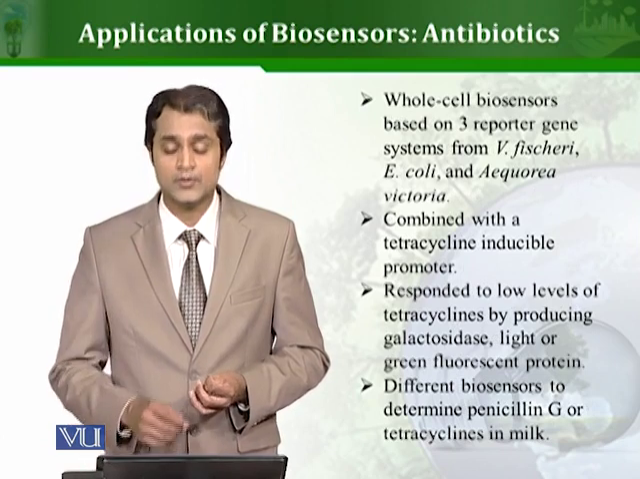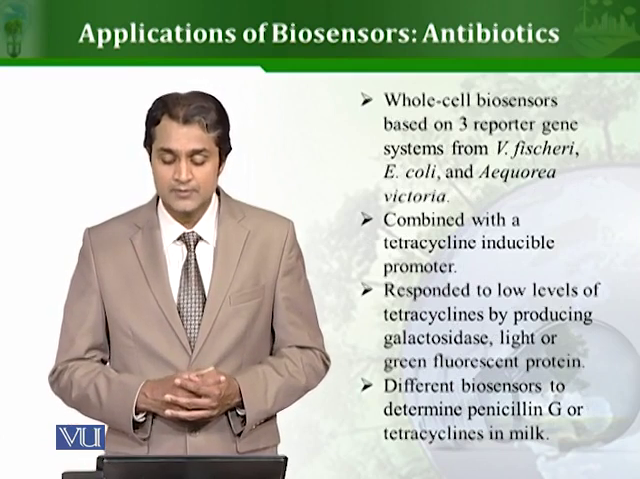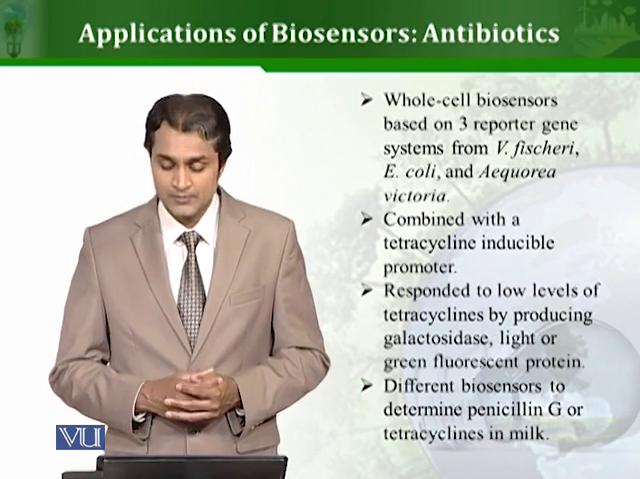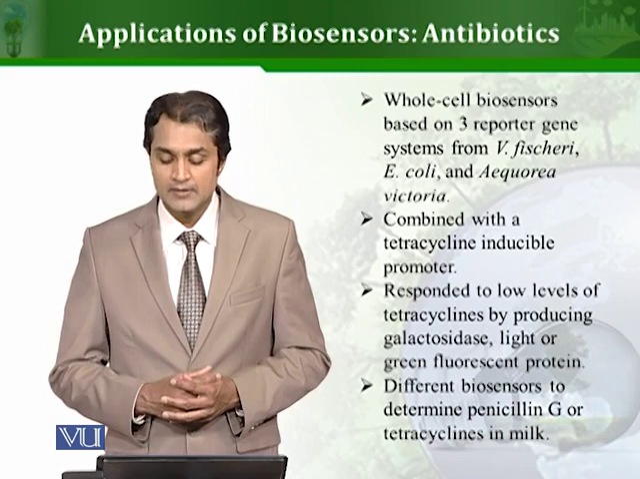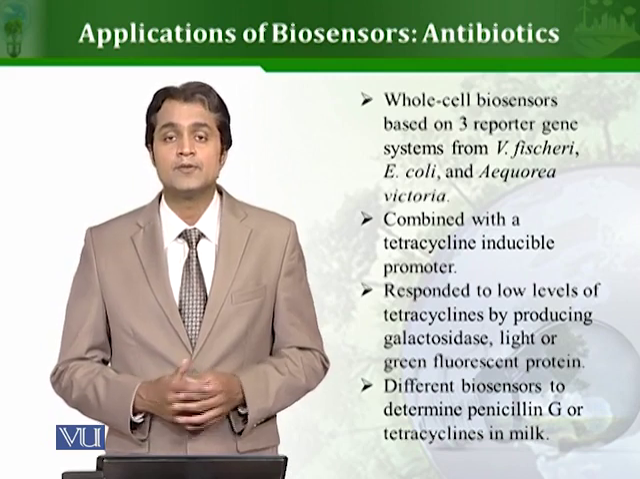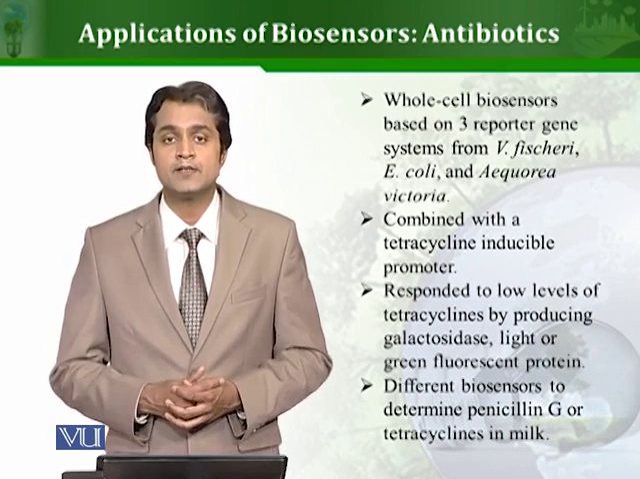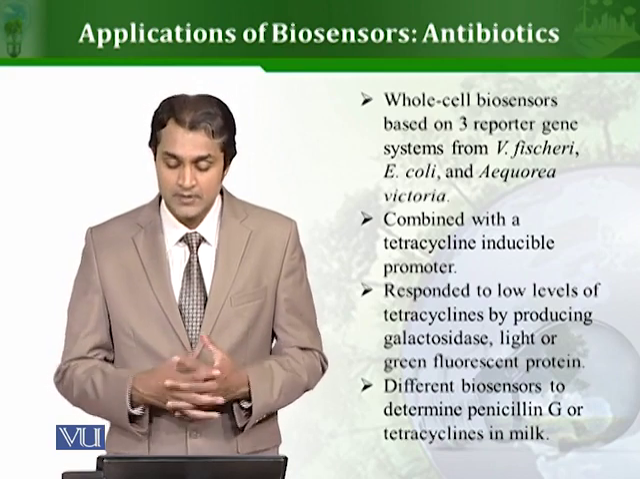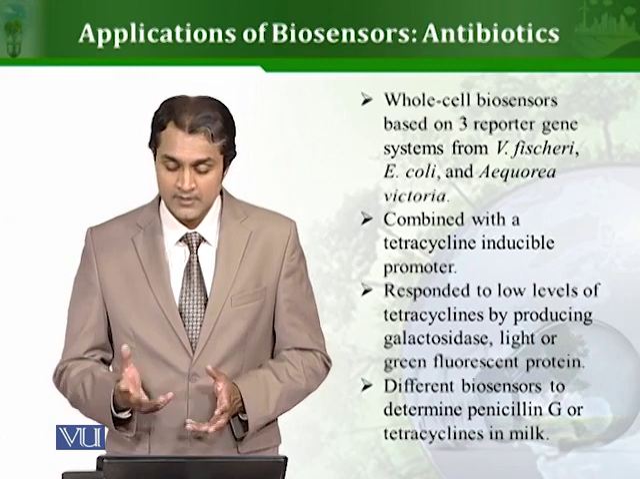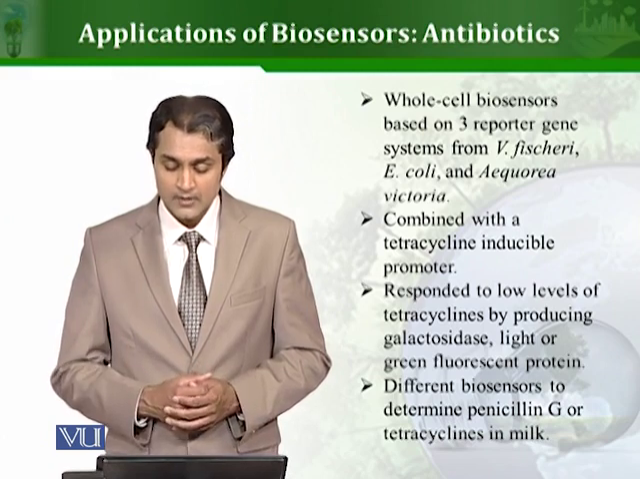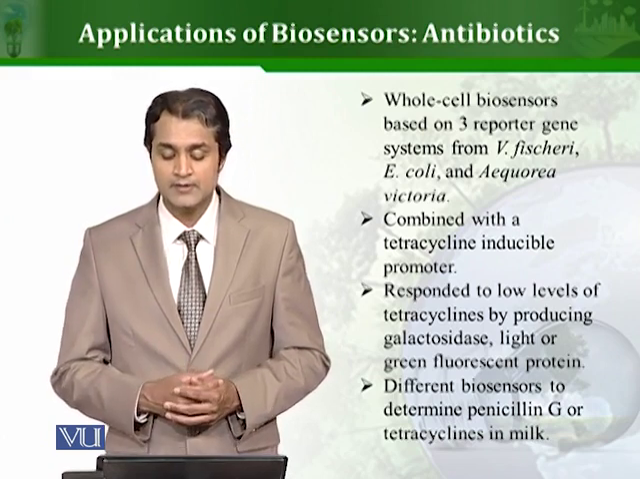Another example is of whole cell biosensors, which are based on 3 reporter genes from 3 different microorganisms: Vibrio fischeri, Escherichia coli, and Aequorea victoria. So different genes were taken from these different microorganisms and were combined together to make one biosensor. It is called a 3 reporter gene system. It was combined with a tetracycline inducible promoter.